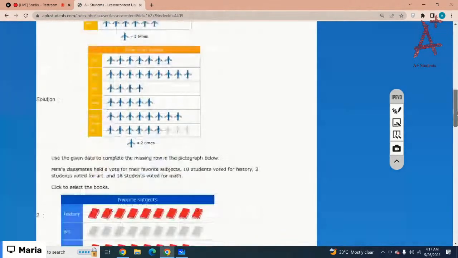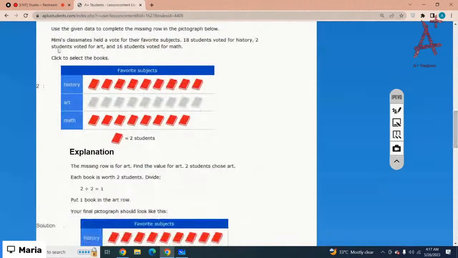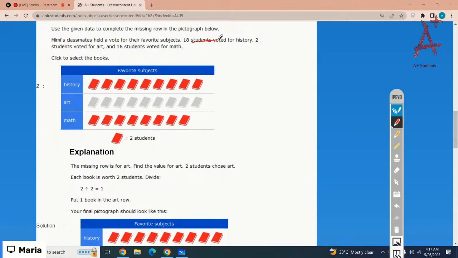The next one is use the given data to complete the missing row in the pictograph below. Mimi's classmates held a vote for their favorite subject. 18 students voted for history, 2 students voted for arts, and 16 students voted for math. Got it? So here you have 18 students for history, 2 students for art, and 16 students for math.